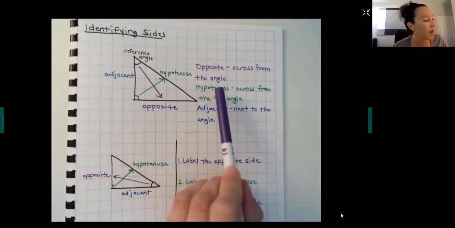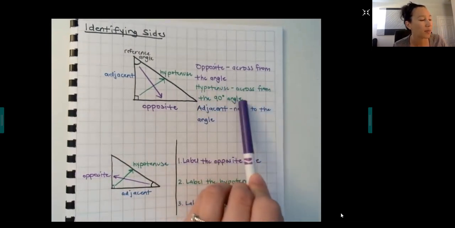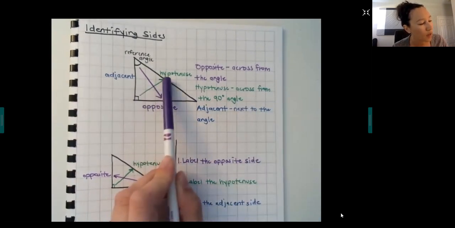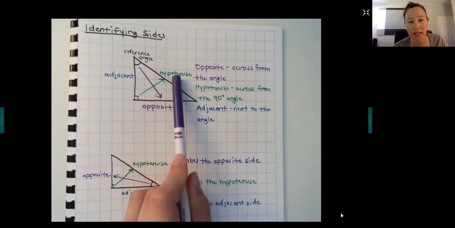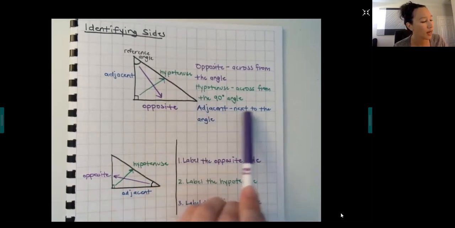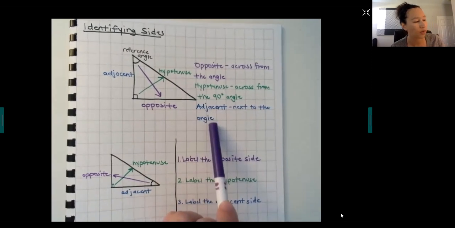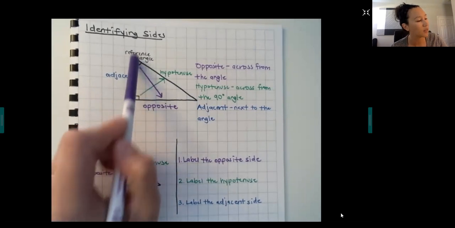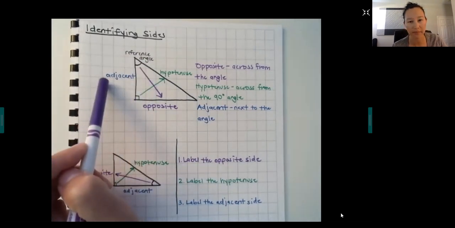And then the hypotenuse is the side that's across from the 90-degree angle. So here's our 90-degree angle. So the side across from that is the hypotenuse. That's this side. And then the adjacent side is the side next to the angle. That's not the hypotenuse or the opposite. So the only one left that's next to the angle is this one, which is the adjacent.